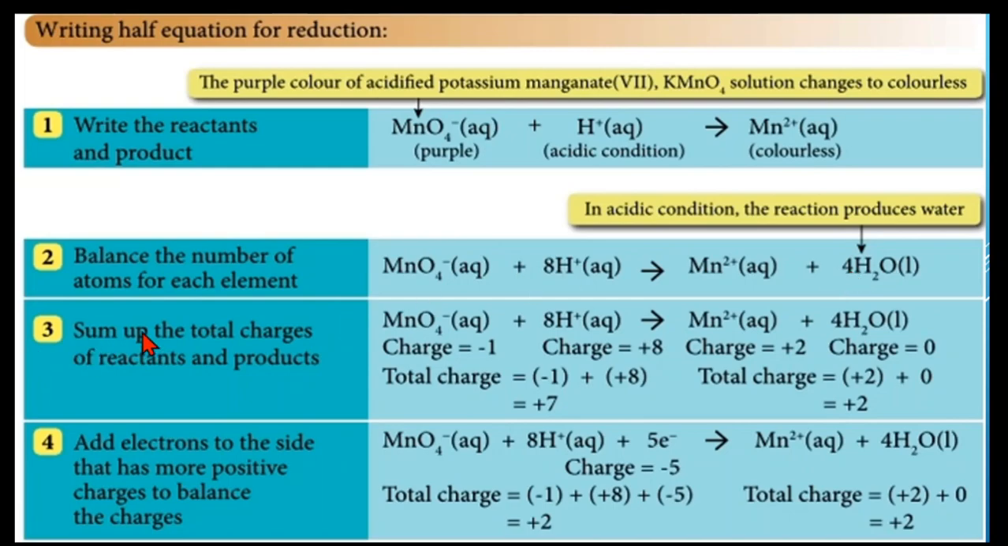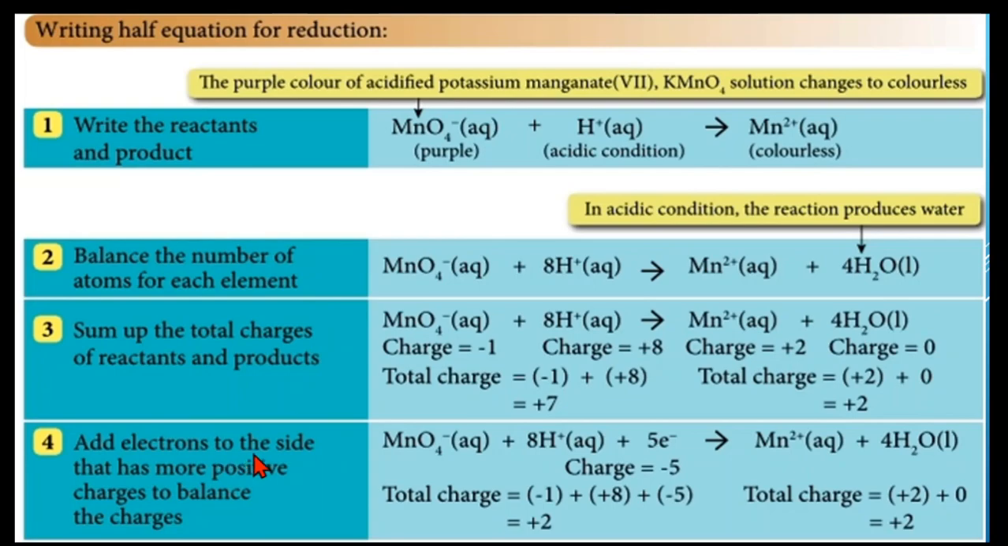Number 3, sum up the total charges of reactants and products. This one has charge negative 1. This one has charge positive 8. So this one plus this one becomes positive 7. How about this one? Charge positive 2. This one has no charge, 0. So 2 plus 0 is 2. So here is 7, here is 2.